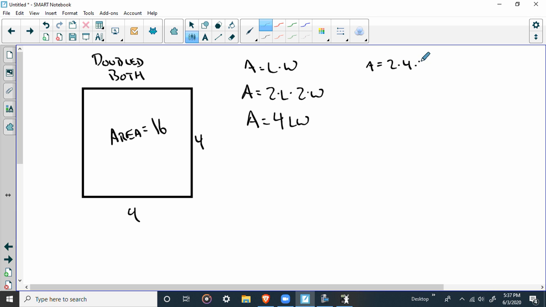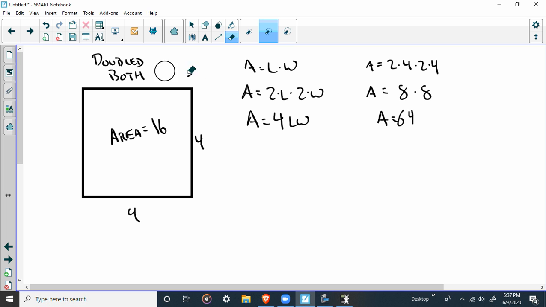2 times 4 times 2 times 4, right? So my original area was 16. What do I find out? My area is now 2 times 4, which is 8, times 8, which is 64. So what you'll find out is if you double both, you're actually going to make it 4 times as large. It's going to be 4 times bigger, right?